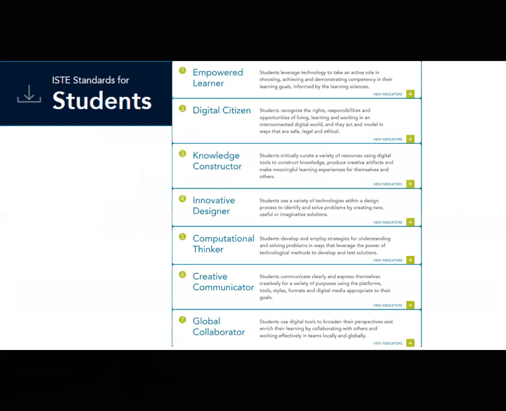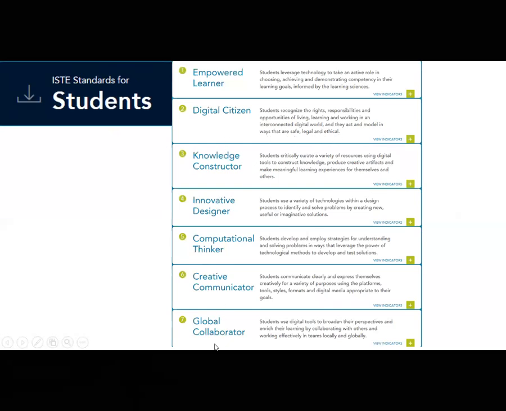So, ISTE standards for students. We want to be able to empower our learners. Students leverage technology to take an active role in choosing, achieving, and demonstrating competency in their learning goals, informed by the learning sciences. Digital citizenship: students recognize the rights, responsibilities, and opportunities of living, learning, and working in an interconnected digital world, and they act and model in ways that are safe, legal, and ethical.